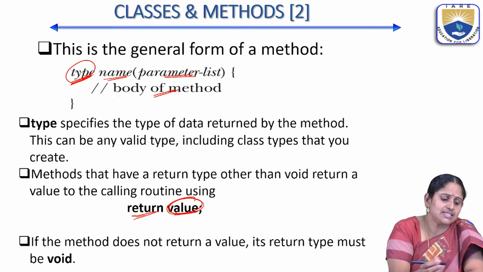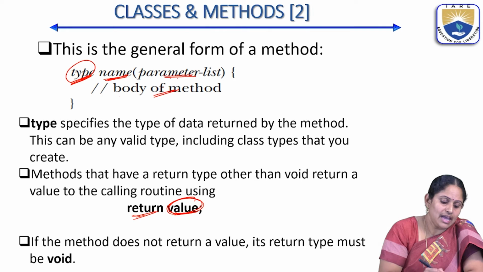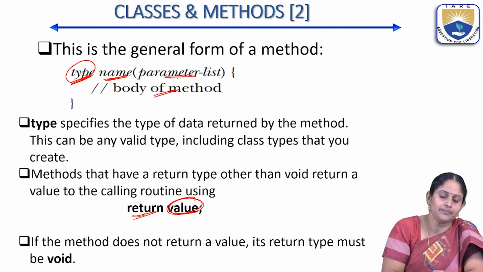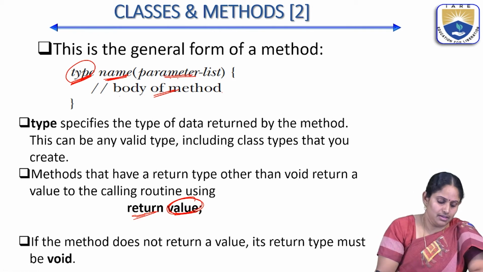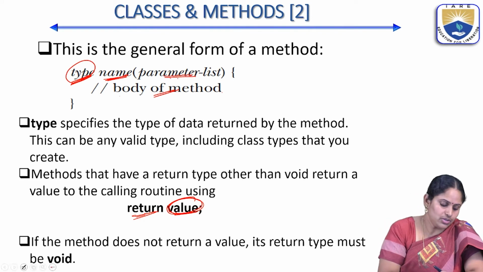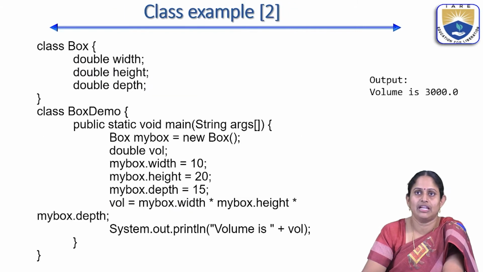So the type indicates the return type of that object. Name is the function name or the method name. Then the list of parameters passed to it, and the body. And if that function is returning any value, then it has to use the return statement. Now, if that method doesn't return any value, then we have to use void. We use void in case the method doesn't return any value.